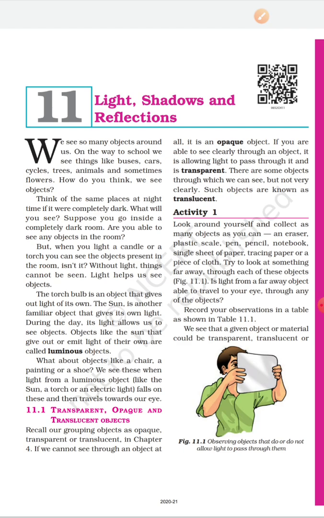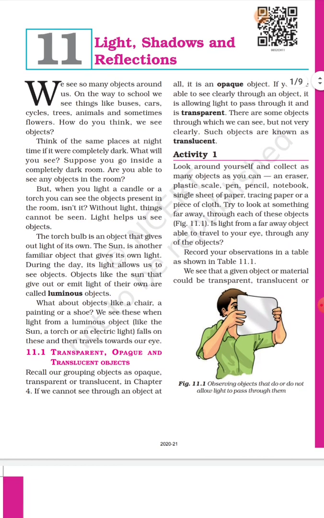We can see these objects by the reflection of light. Because of reflection of light, we are able to see these non-luminous objects. But luminous objects have their own light. So these are the luminous and non-luminous objects.